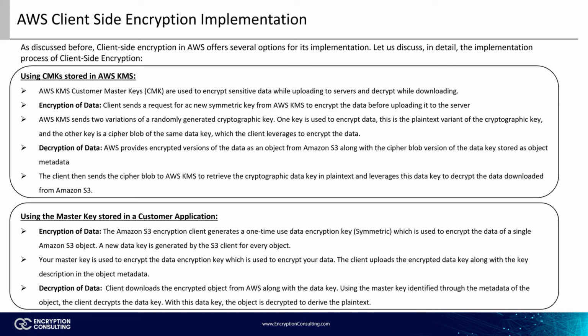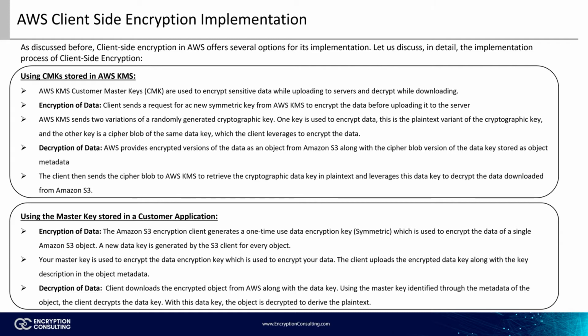Using CMK stored in AWS KMS. AWS Key Management Service customer master keys are used to encrypt sensitive data while uploading to servers and decrypt while downloading. For encryption of data, a client sends a request for a new symmetric key from AWS KMS to encrypt the data before uploading it to the server. AWS KMS sends two variations of the randomly generated cryptographic key. One key is the plain text variant of the cryptographic key, used to encrypt data, while the other key is a cipher blob of the same data key the client leverages to encrypt the data.